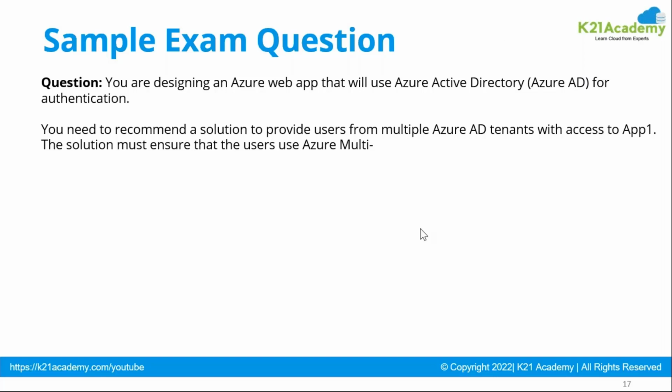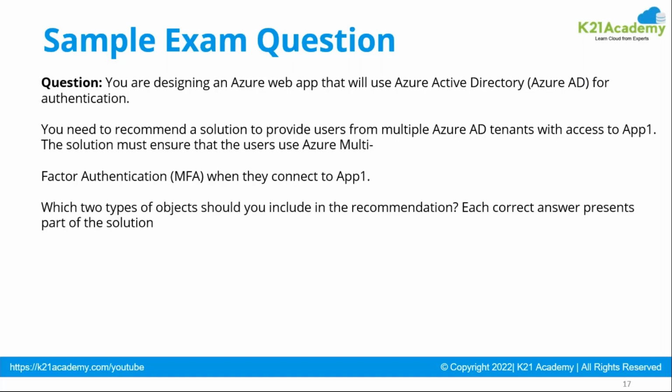So here you need to recommend a solution for the users from your multiple Azure AD tenants to access the API. The solution must ensure that users use Azure multi-factor authentication when they connect to the app. Which two types of objects should you include in the recommendation? Each correct answer presents part of the solution.